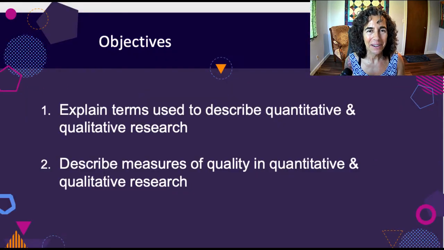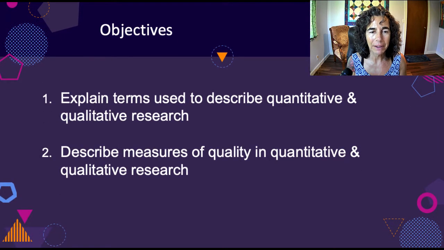And here are your objectives. Just two today. The first is to explain terms used to describe quantitative and qualitative research, and then to describe the measures of quality in quantitative and qualitative research. So we've gone over quant and qual, and now we're getting into, okay, how good is it?